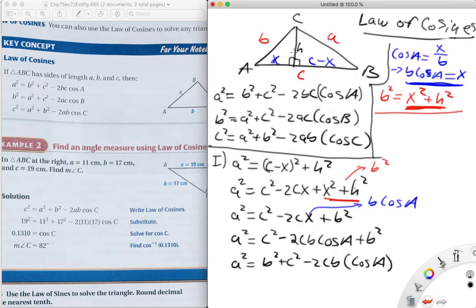And then I would draw an altitude from a to this side, an altitude from b to that side, and set it up the same exact way. And I would get my other two equations, setting up with the other two altitudes. So that is the proof for law of cosines.